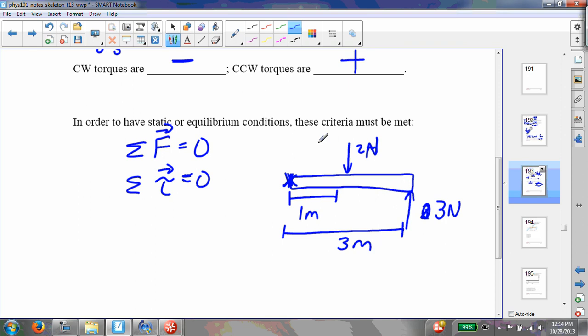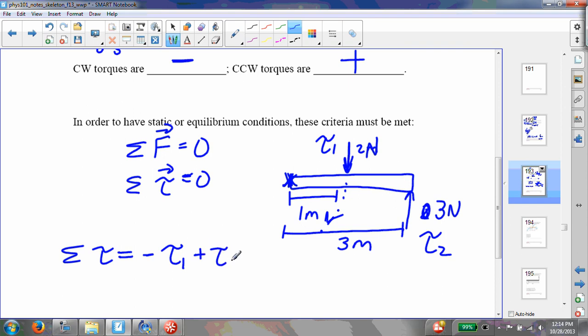All right, these are two torques. I'd call this torque 1 and this torque 2. The sum of the torques then would be torque 1 plus torque 2, but one of these torques is negative. Remember, anytime you have clockwise motion, that is a negative torque. This force is going to cause the bar to move in the clockwise direction. So my sum of my torques will be negative torque 1, negative because it's clockwise, plus torque 2. Torque 2 would cause the bar to go counterclockwise, so torque 2 is positive.